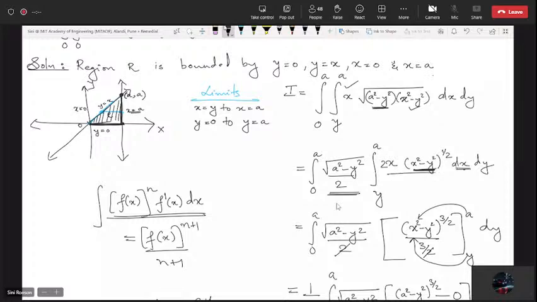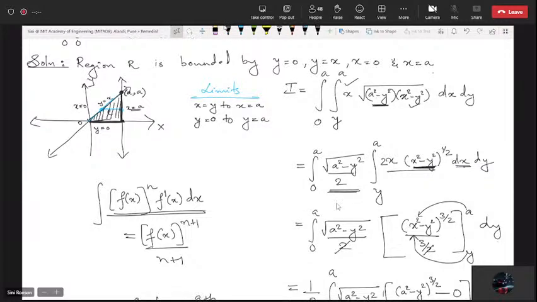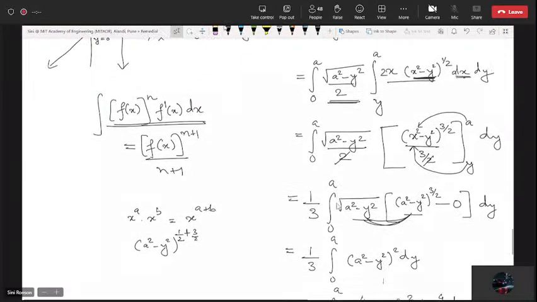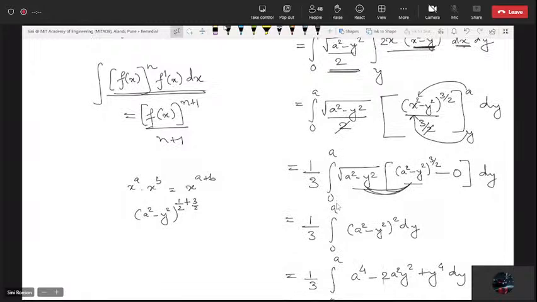And then once you finish this integration with respect to the first variable, then try to simplify and see what is the remaining term you're having. So you can see how simple a term we got, a squared minus y squared whole square.